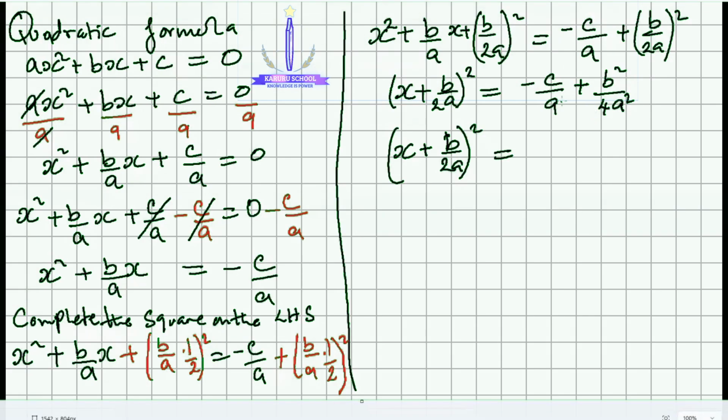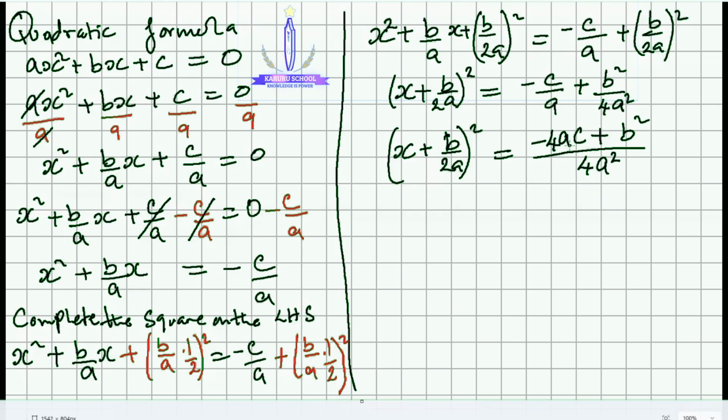We simplify the right hand side of the equation by solving the fractions. The LCM of 4a squared and a is 4a squared. Now 4a squared divided by a gives 4a, multiplied by negative c gives negative 4ac, plus 4a squared divided by 4a squared multiplied by b squared. So we get positive b squared.